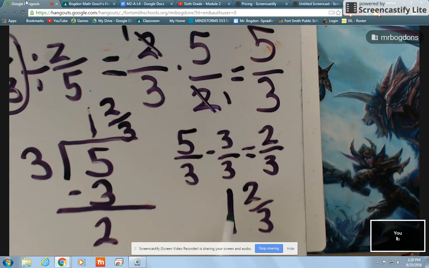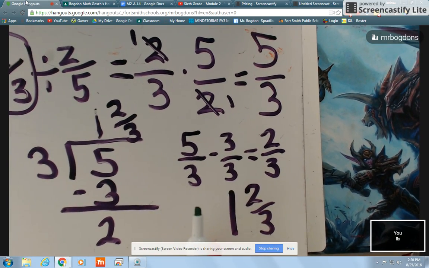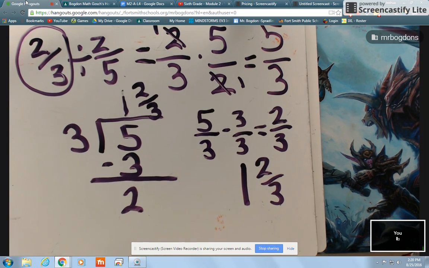Here's my math. Do they match? Okay. So that's what you guys need to look for. After you're done with your model, you need to see if it matches the answer you got using your math strategies. If they match, you probably have the right answer.